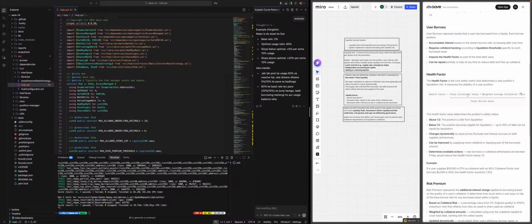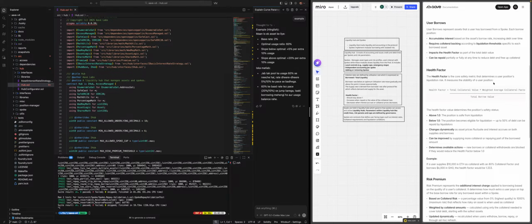Yeah, so the health factor is the core safety metric that determines a user position's liquidation risk. It measures the stability of users' positions, and the health factor is calculated by total collateral value, which is the value of the collateral the user is providing, weighted average collateral factor, I'm not pretty sure what this is, and total borrow value, which is how much the user is trying to borrow.